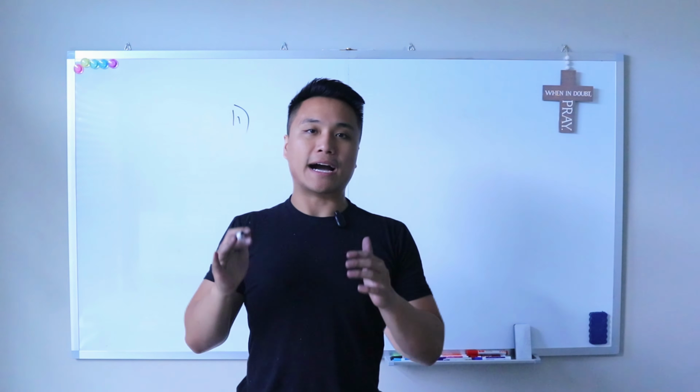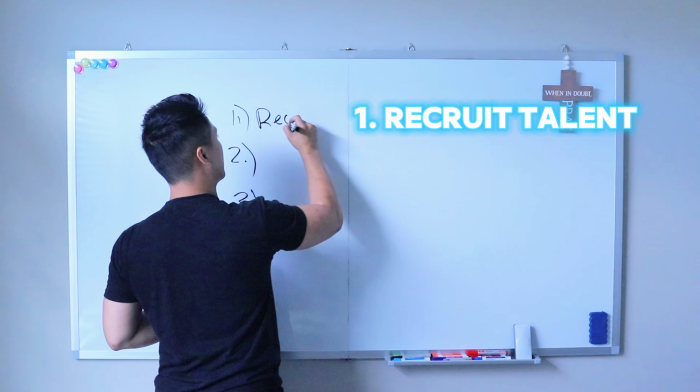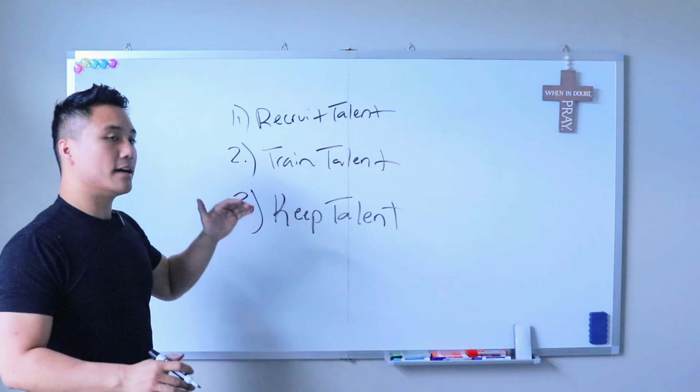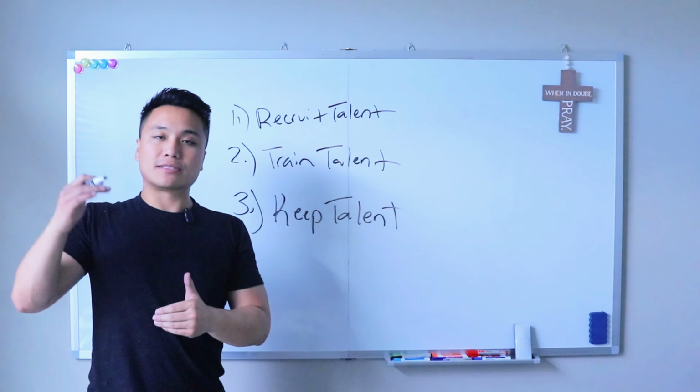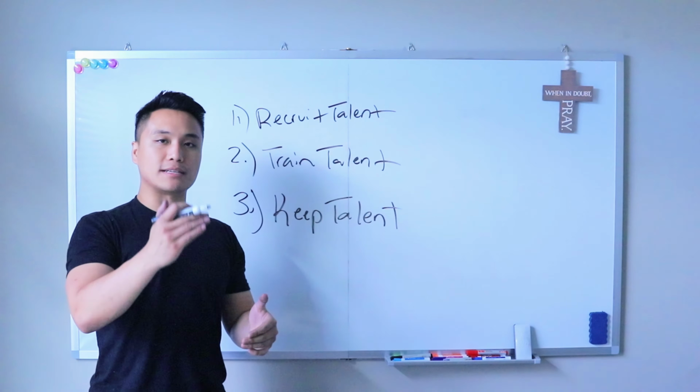Now we're going to talk about how to build a world-class sales team. You do it in three steps. One, you have to be able to recruit talent. You have to be able to train talent. And lastly, you have to be able to keep talent. To recruit talent, it's a lot easier to hire someone with sales experience than it is to take someone who's an introvert and train them into a salesperson.